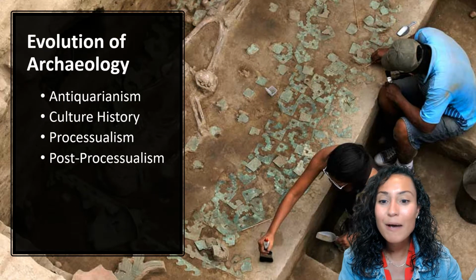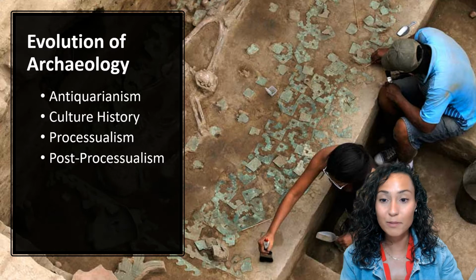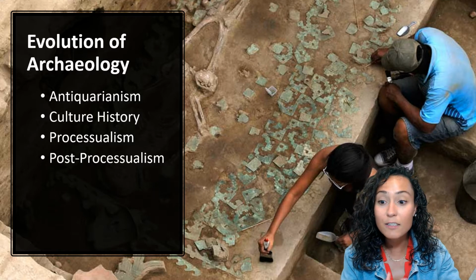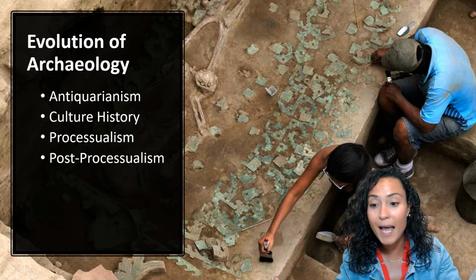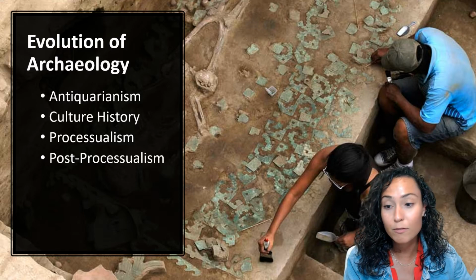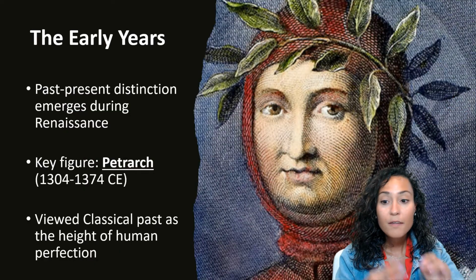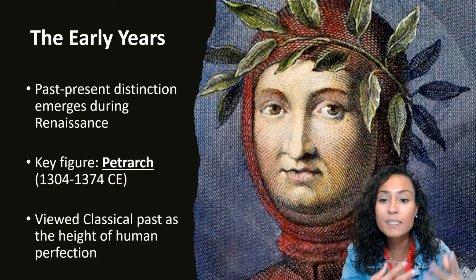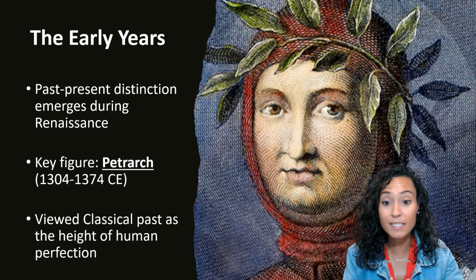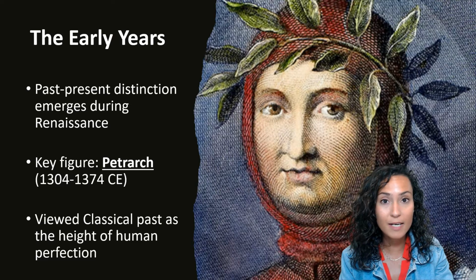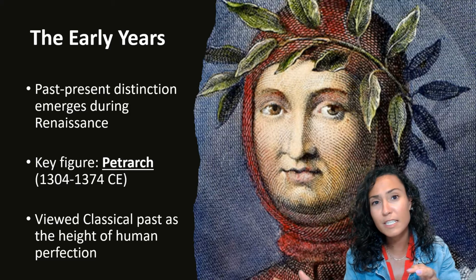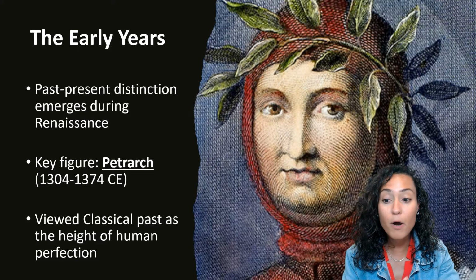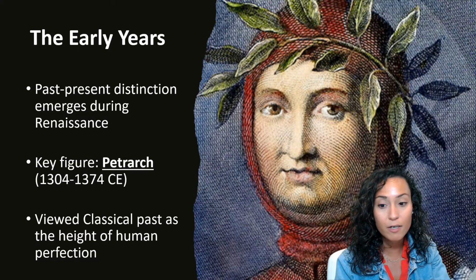We can think about the origins of the modern discipline of archaeology as having kind of four major historical eras linked to particular ways of thinking about the past and studying material remains. The earliest evidence we have that people were making a kind of conceptual distinction between the past and the present comes from Europe during the Renaissance. Think roughly the 14th through 16th centuries. A key figure during this era was a poet and linguist named Petrarch.